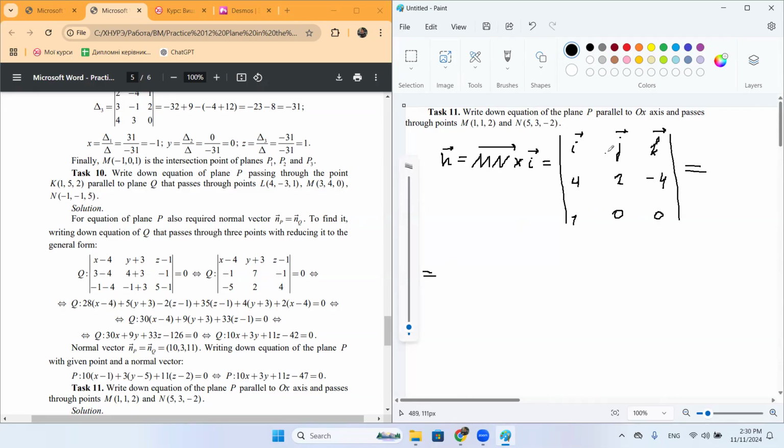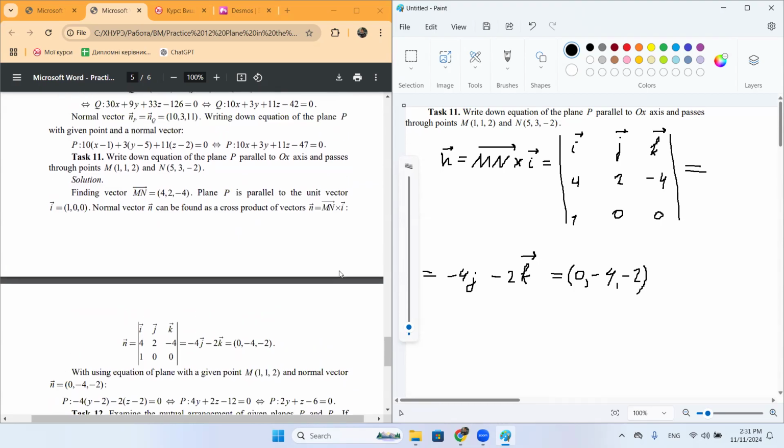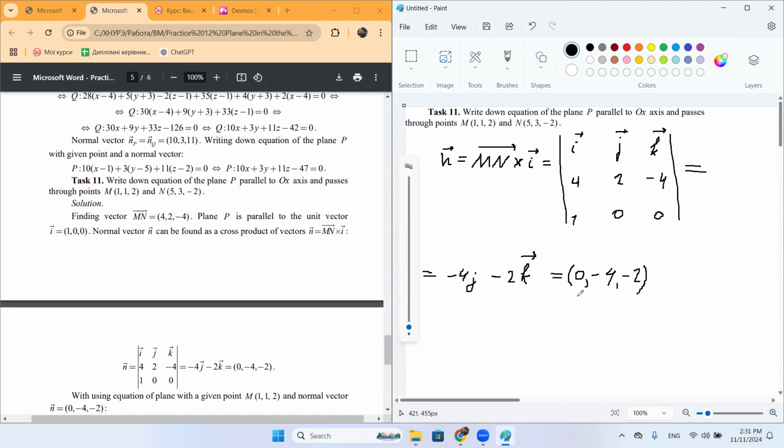So 0, minus 4j, 0. Okay, minus 2k, 0, 0. So these are coordinates of the normal vector. So 0, minus 2, minus 4, minus 2. Let me verify it. Yeah, so 0, minus 4, minus 2.